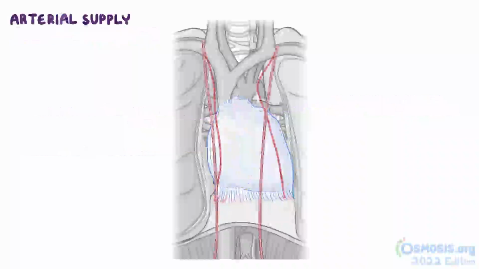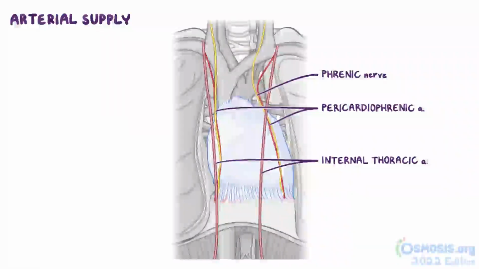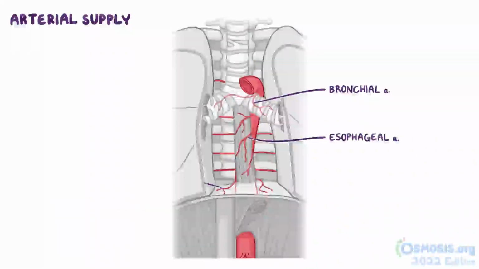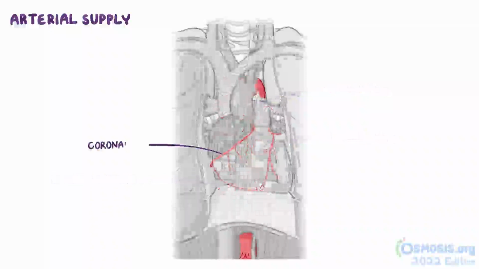The arterial supply of the pericardium comes from the pericardiophrenic artery, which is a branch of the internal thoracic artery. This branch usually accompanies or parallels the phrenic nerve to the diaphragm. Other arteries include the musculophrenic artery, which is a terminal branch of the internal thoracic artery, the bronchial, esophageal, and superior phrenic arteries, which are branches of the thoracic aorta, and finally the coronary arteries, which are the first branches of the aorta.